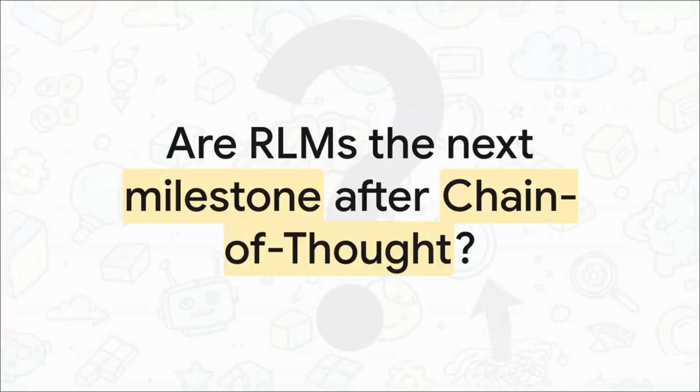And all of this leaves us with a really fascinating question, one that the researchers themselves posed. We've already seen AI get smarter with step-by-step reasoning. So is this recursive, self-delegating approach the next huge paradigm shift? Looking at these results, it really seems like we might be witnessing the moment the forgetful genius finally gets a perfect memory.